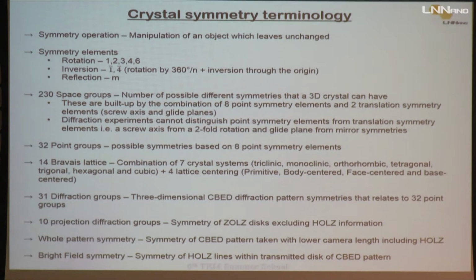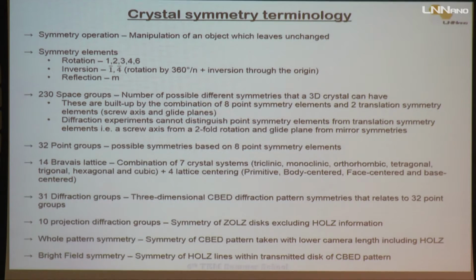Next, all the symmetries based upon these 8 point symmetry elements are called point groups, and there are 32 of them in nature. And a combination of these 7 different crystal lattice systems such as triclinic, monoclinic, orthorhombic, tetragonal, trigonal, hexagonal, and cubic, plus 4 lattice centerings, gives rise to 14 different types of Bravais lattice.